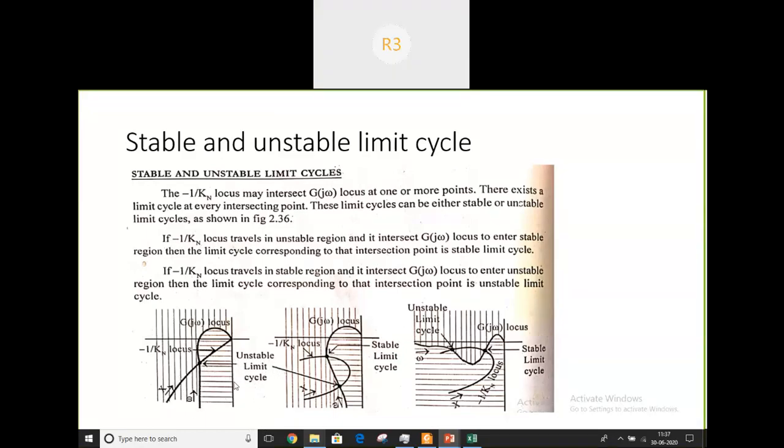Unstable. If the minus 1 by kn travels in the unstable region and intersects the g omega locus to enter the stable region. Okay.